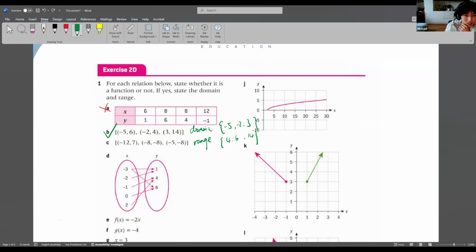All right, C is exactly the same, except for you have this, but that's fine. It's two different inputs, same output, which is fine. Okay.